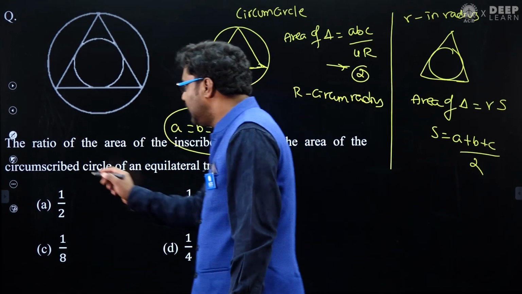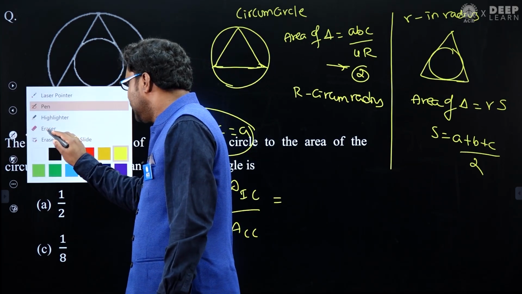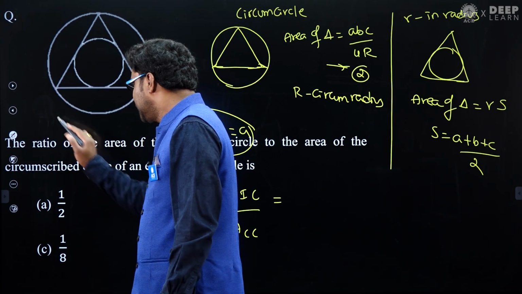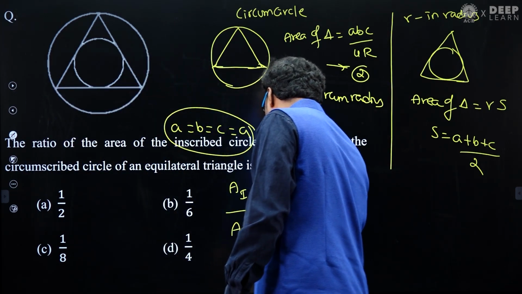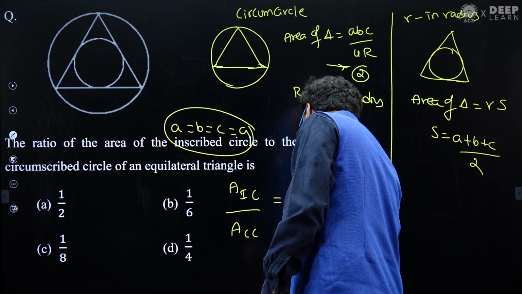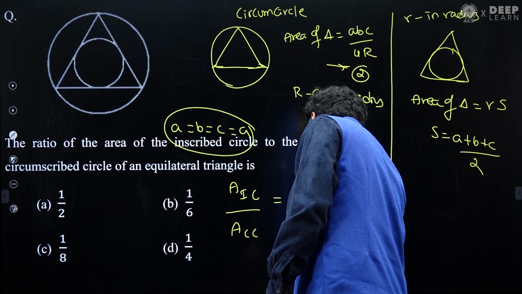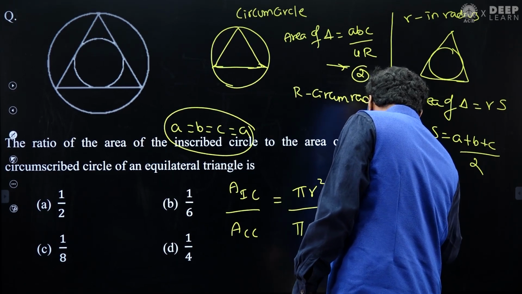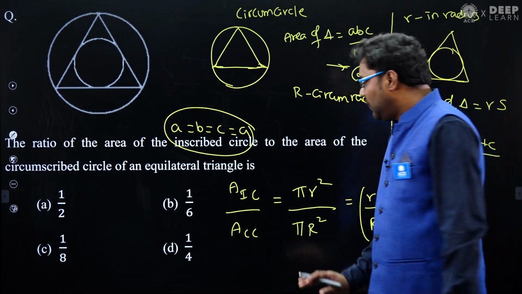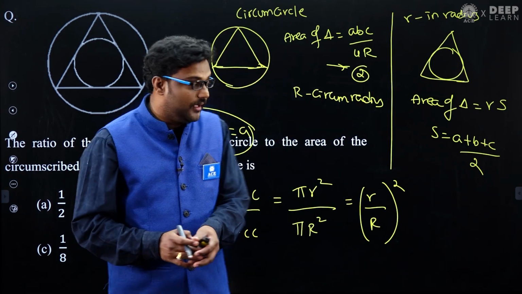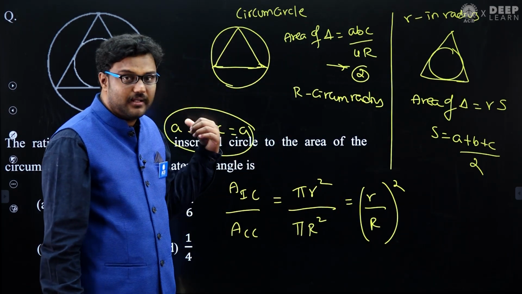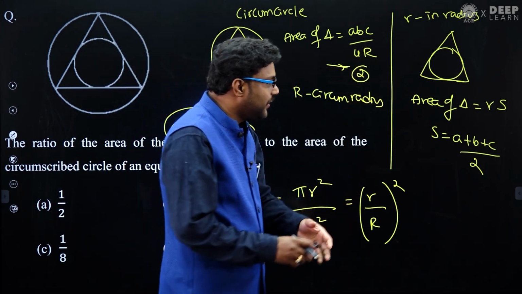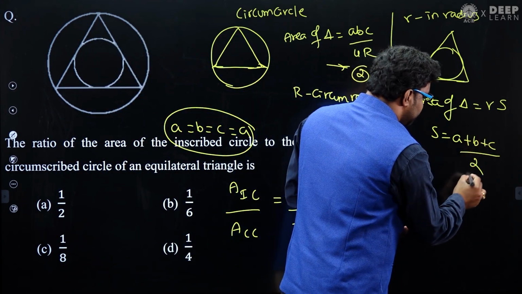So, we know the incircle and circumcircle radii are different, and the area of a circle is pi r squared. So here we can say this is pi small r squared divided by pi capital R squared. It's small r by capital R, whole squared. So you have to find the value of small r divided by capital R. Then this ratio will be easily done. We can consider this as equation 1.